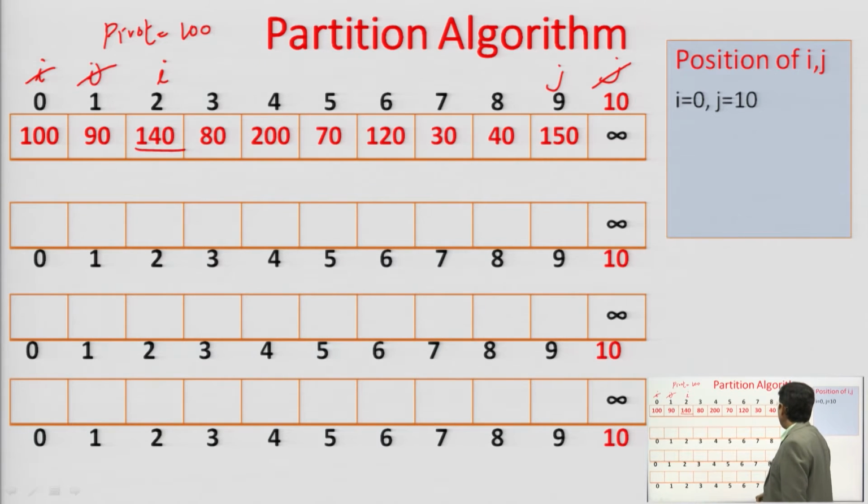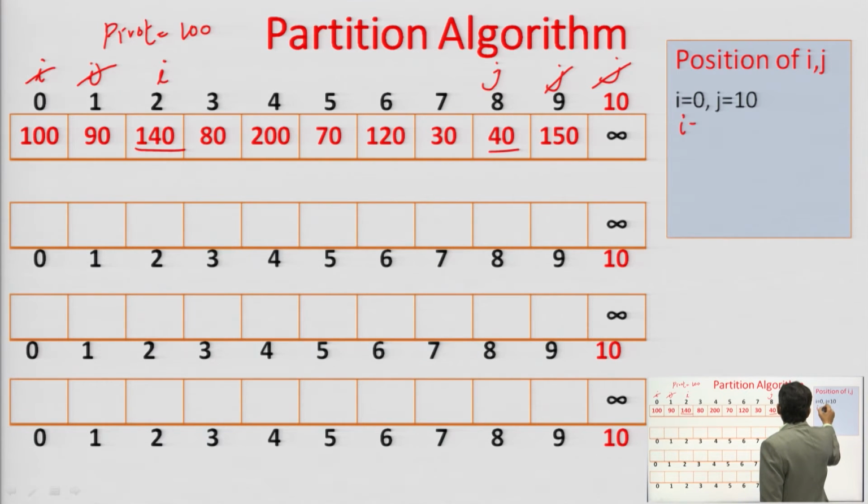j comes at 9 index. This jth element is larger than the pivot. We will stop j where we find a smaller element than the pivot. So, this element is larger, so this is not smaller. So, let us take j here. Now, this element 40 is smaller than the pivot, so we stop here. We are going to check the I and the j position.